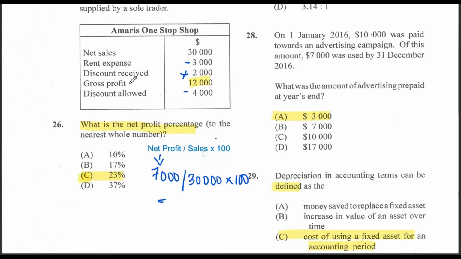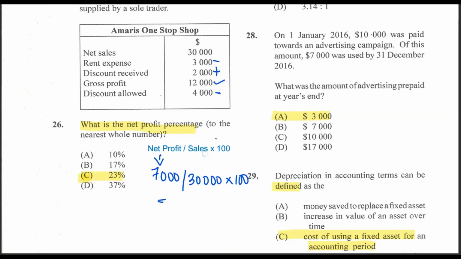Net profit, gross profit, subtract expenses is going to give you the net profit, guys. Let's see what we have. The gross profit is 12,000. Yes, that's great. But then we do have discount received, which is an additional form of income, which must be added on to a gross profit. So we're going to add that on. And then we subtract our expenses, which is rent and discount allowed.